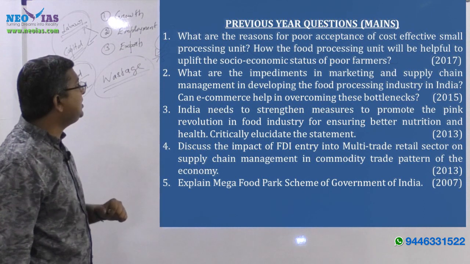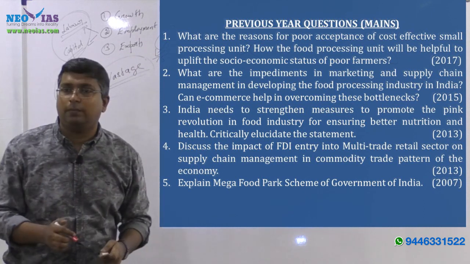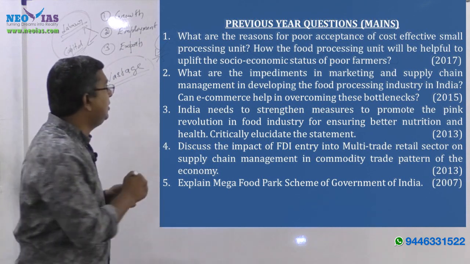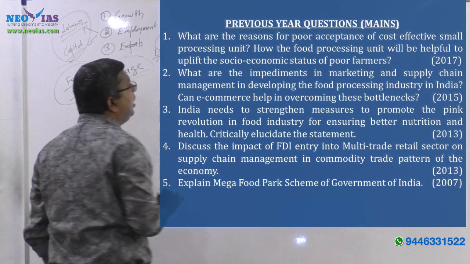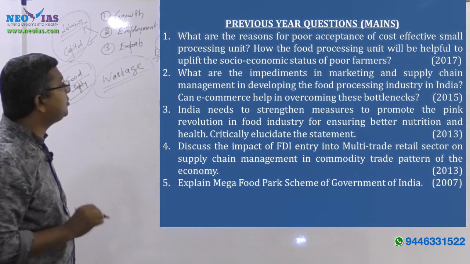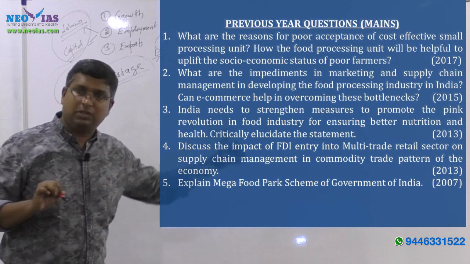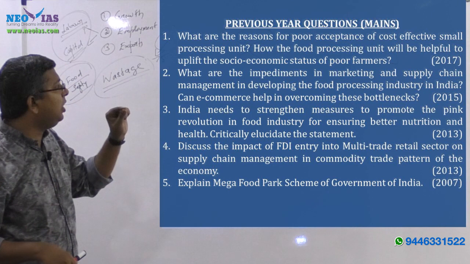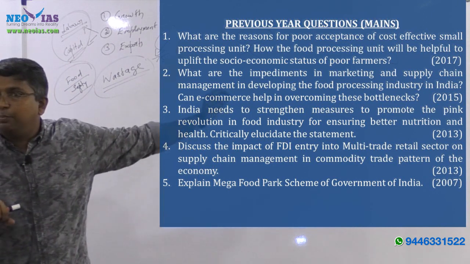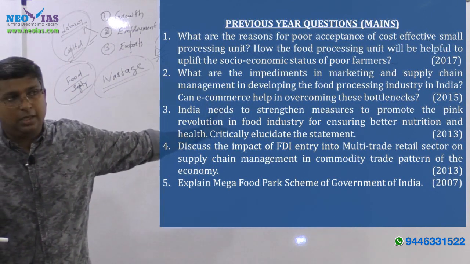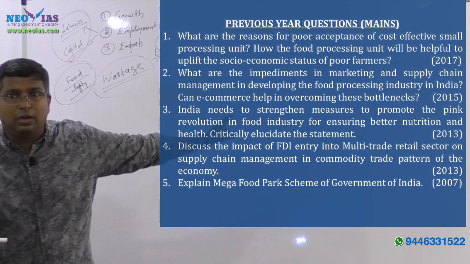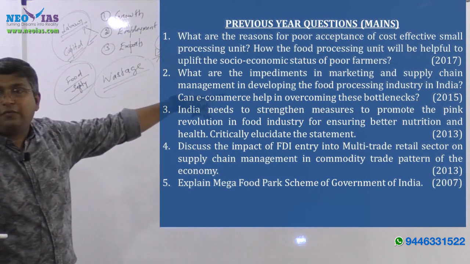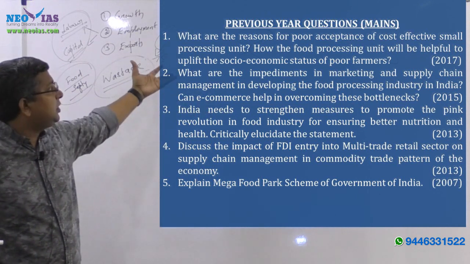So the first part says, read it carefully. They are asking for reasons. They are asking what are the reasons. So, explain about the reasons for what? Poor acceptance of cost-effective small processing unit. Content we will discuss. The question is regarding small processing unit. Before that, a word has been used. What is that? Cost-effective. Why is there low acceptance or poor acceptance of cost-effective small processing unit?